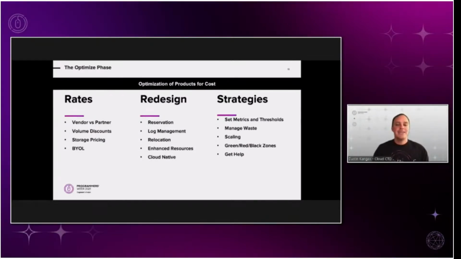Then we talk about redesigning. Redesigning is very important to what we're trying to do. We obviously understand that we need to make reservations. This is the bridging the gap, right? So we need to use reserved instances.